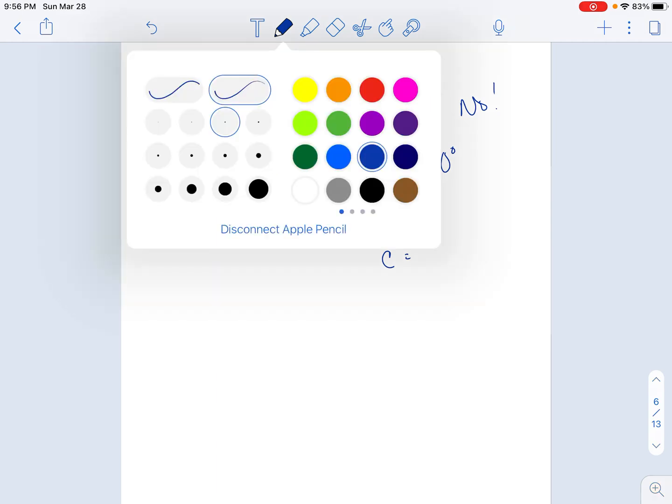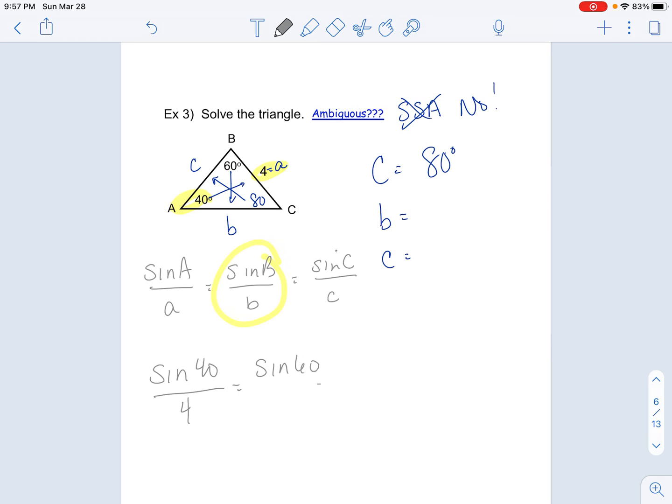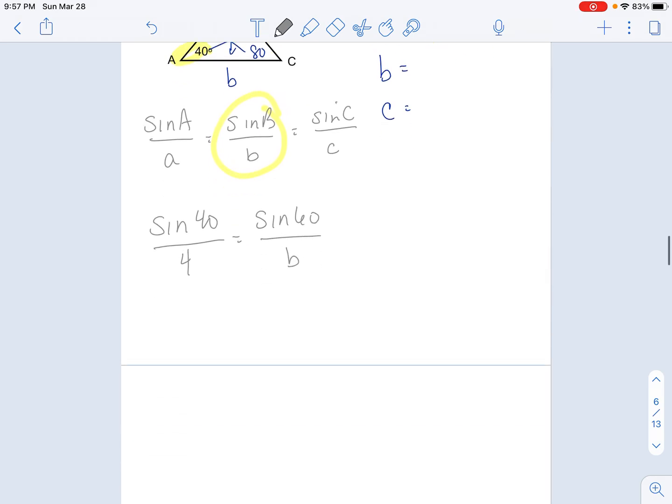It doesn't matter which one you find first. I'm going to go ahead and find side B first. So again, it's sine of A over little a, sine of B over little b is equal to sine of C over little c. The full fraction that I know is angle A and side A, so I'm going to do sine of 40 over 4. Let's find B first, so I'm going to use this piece right there. So that's going to be equal to sine of B, which is 60, over little b.